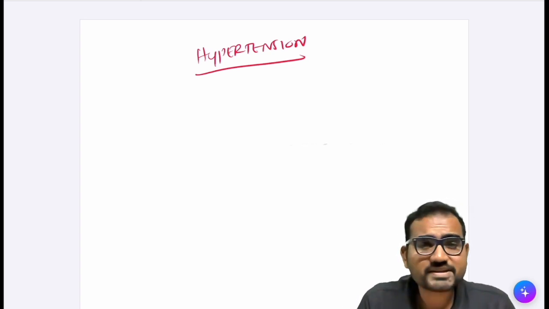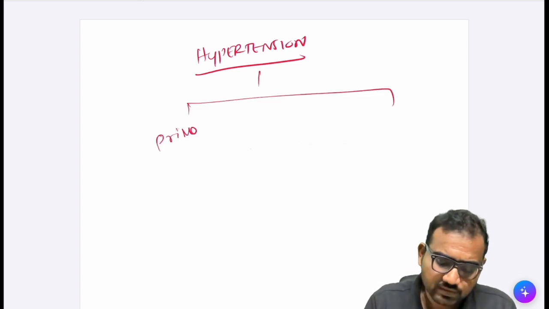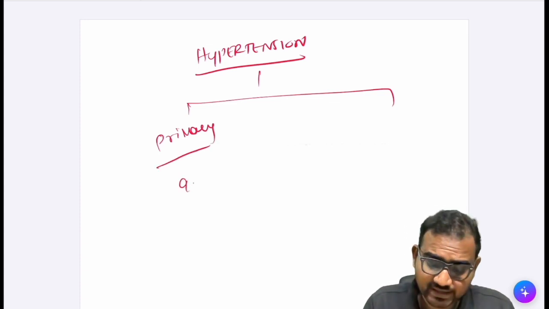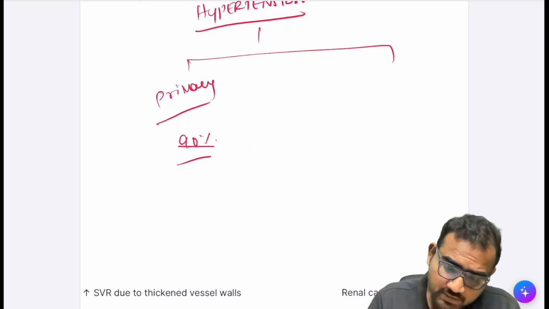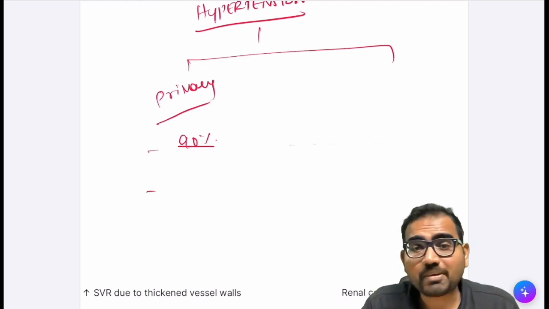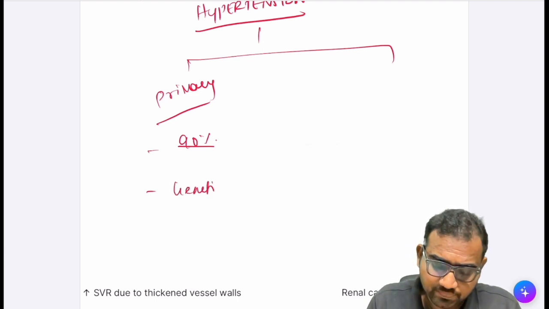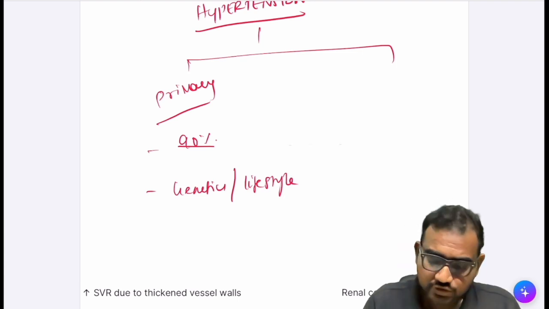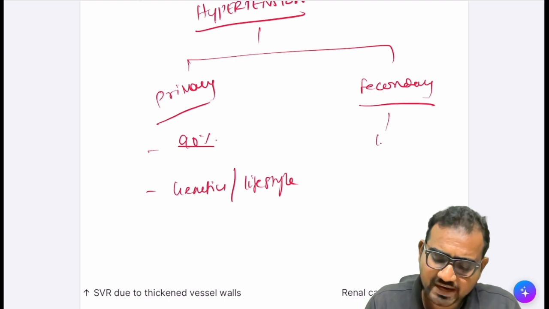So hypertension is basically increased blood pressure. Okay, so hypertension can be of two types. One is primary, which is essential hypertension. 90% of the times it is going to be primary hypertension. And then the primary hypertension, the causes will be multifactorial. Okay, so it is because of genetics and lifestyle. Okay, so the next one will be the secondary hypertension, which is seen in 10% of the cases.